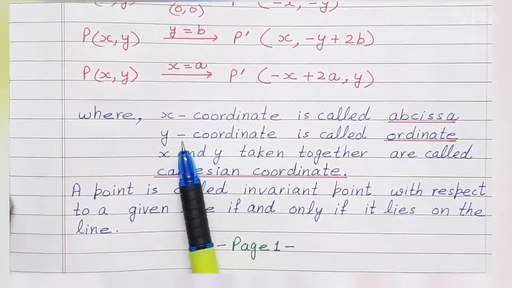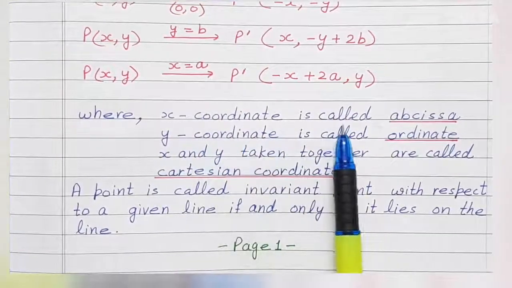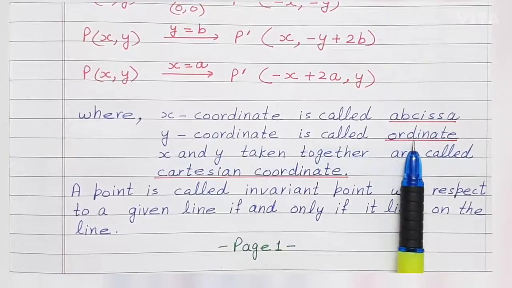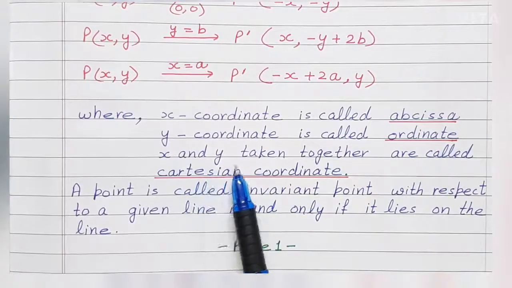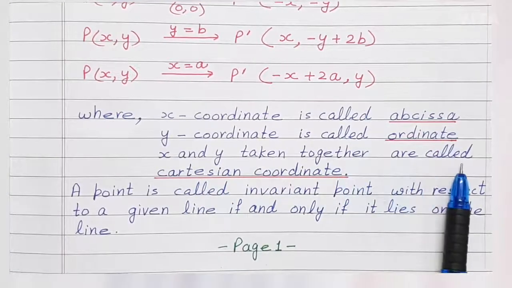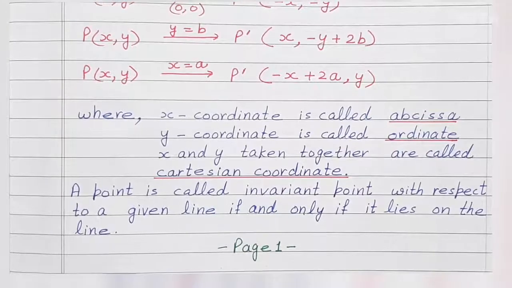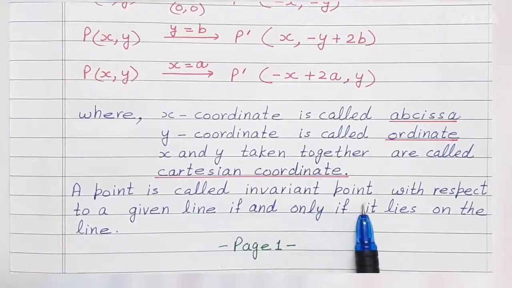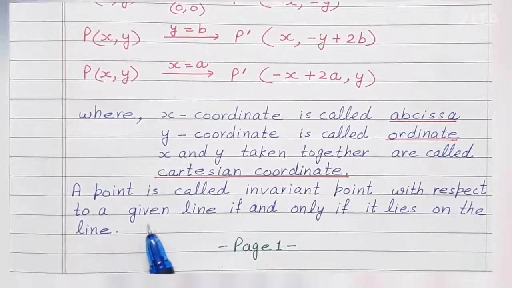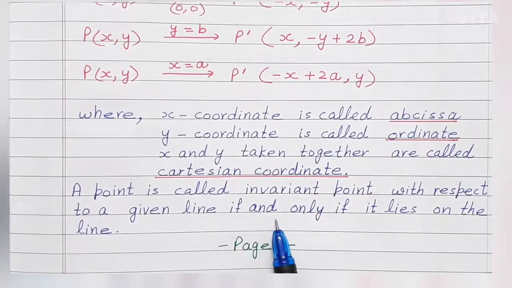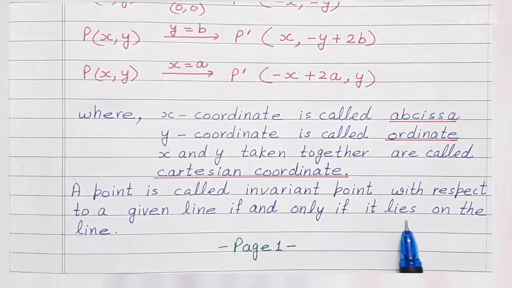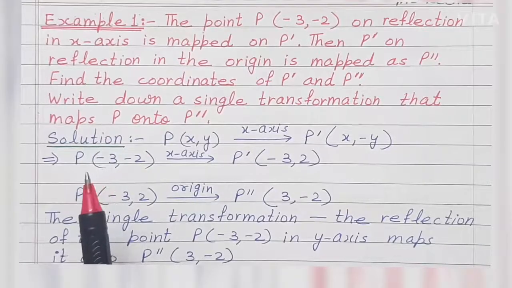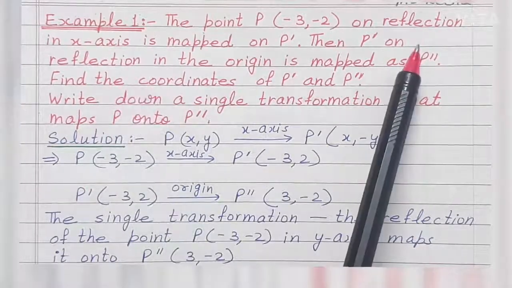Students, you must be knowing that x coordinate is called abscissa and y coordinate is called ordinate, and x and y taken together are called coordinates. A point is called an invariant point with respect to a given line if and only if it lies on the line. Now students, let us discuss a few examples based on reflection.